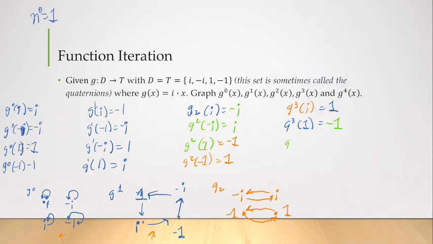Okay. So if I have G of -1, that's going to go from -1 to 1, -i to 1, and then back to i. And G3 of i goes from -1 to -i and then back to i.